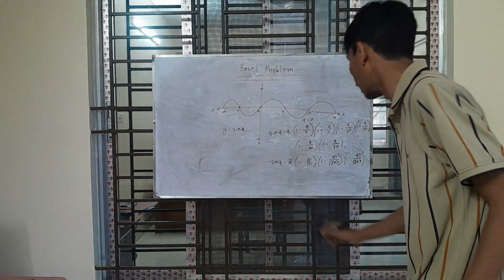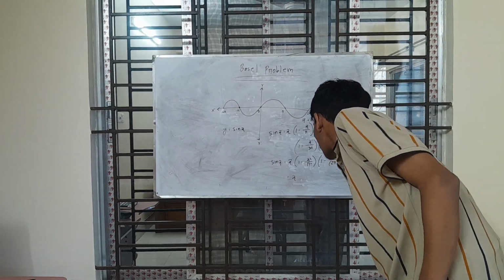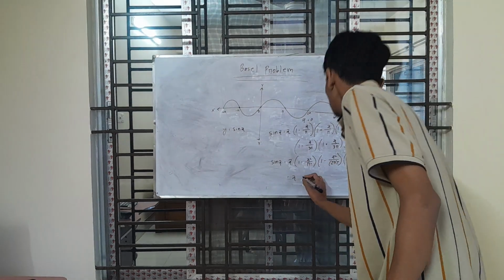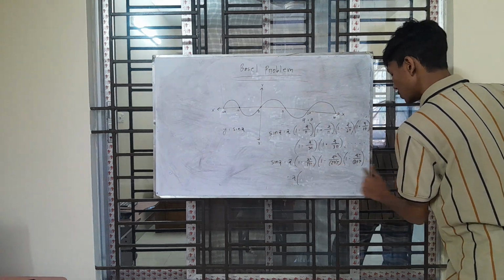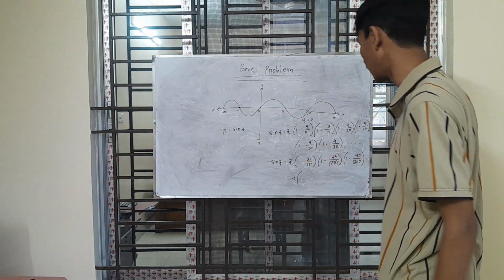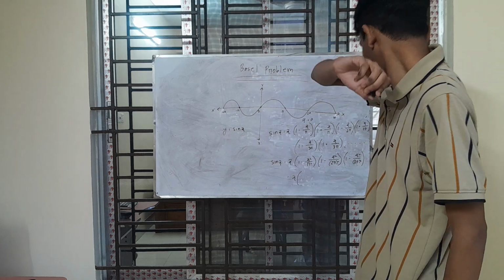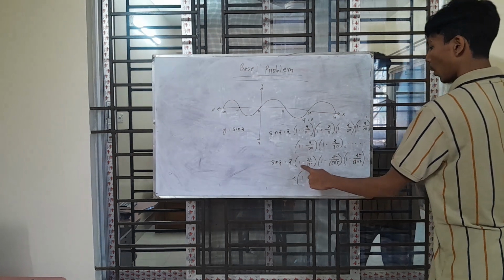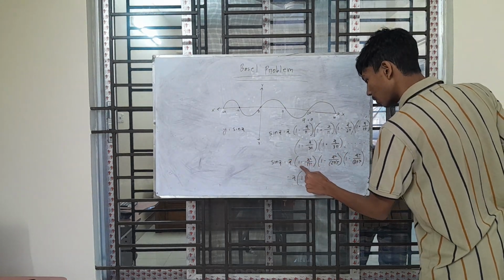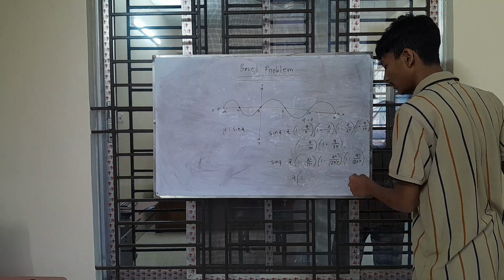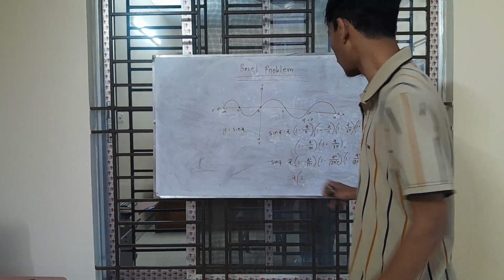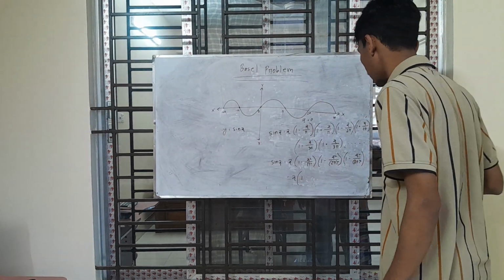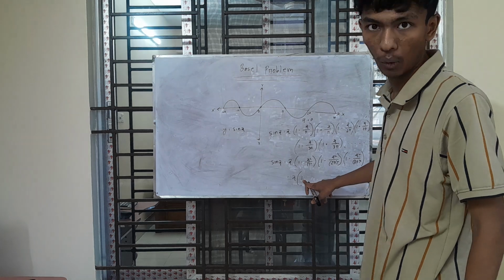So let's get it. If we multiply these two and these two, these three, we can get 1. If we multiply all these, we can get 1, because we have 1 in each of the factors, right? So if we multiply 1, we can get 1.